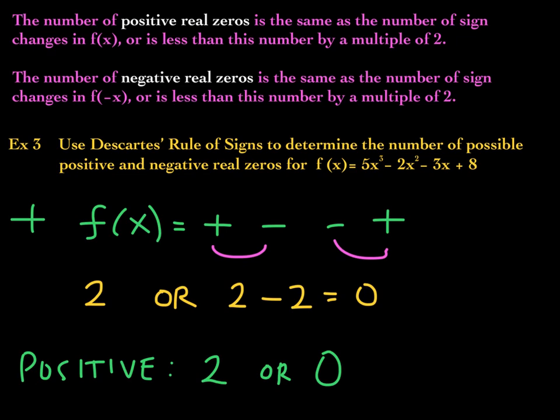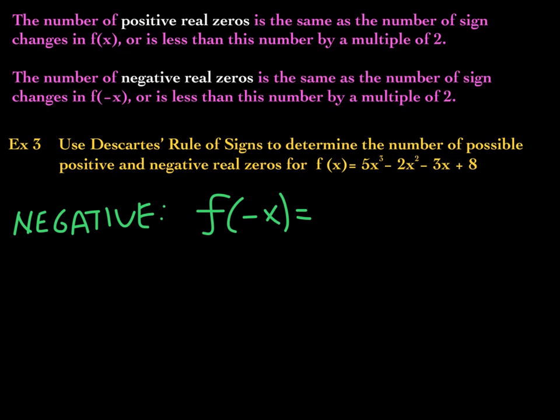Let's now count how many negative real zeros there are for this function. It says that we have to count the number of sign changes in f of negative x. All right, so what I have to do is substitute negative x into this function. Now, I want you to notice something. This first term is being raised to an odd power. If I substitute negative x in here and raise negative x to an odd power like 3, then this whole term is going to change its sign. Right now it's positive. It'll turn negative. That's because its power was odd.